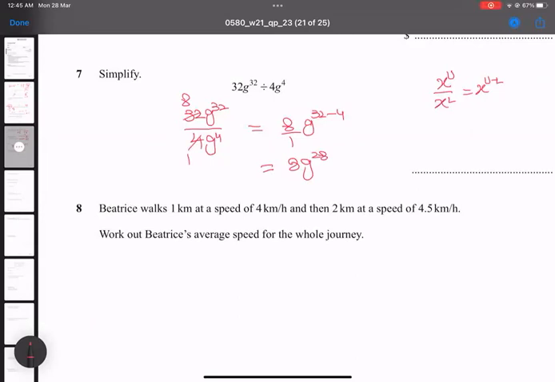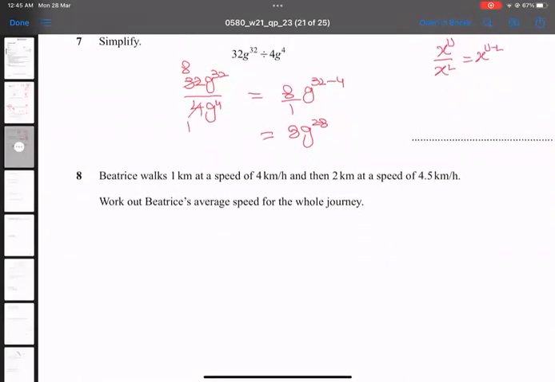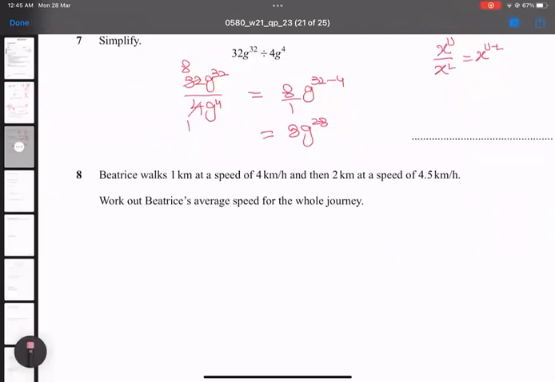Okay. Now let's go for the next plan. And the next plan is here. If you look carefully, the next plan is question number 8. And question number 8 says what? If you read the question carefully, B walks 1 kilometer at a speed of 4 kilometers per hour. And then after that, 2 kilometers at a speed of 4.5. Work out the average speed.